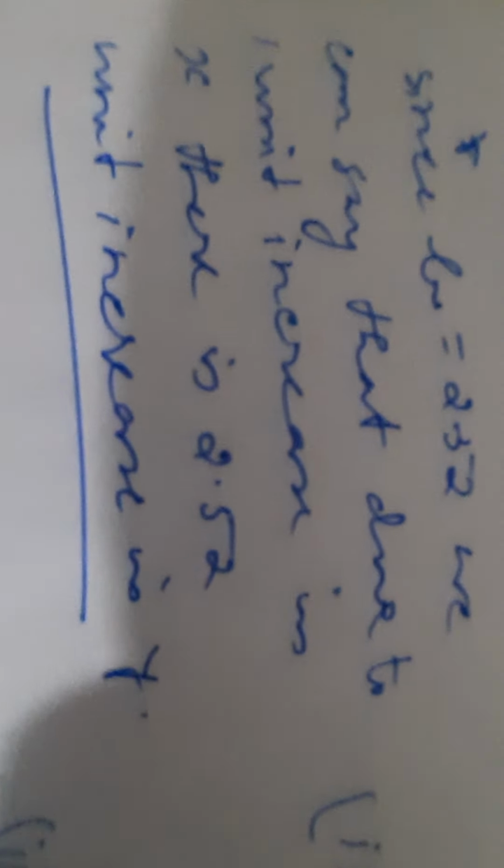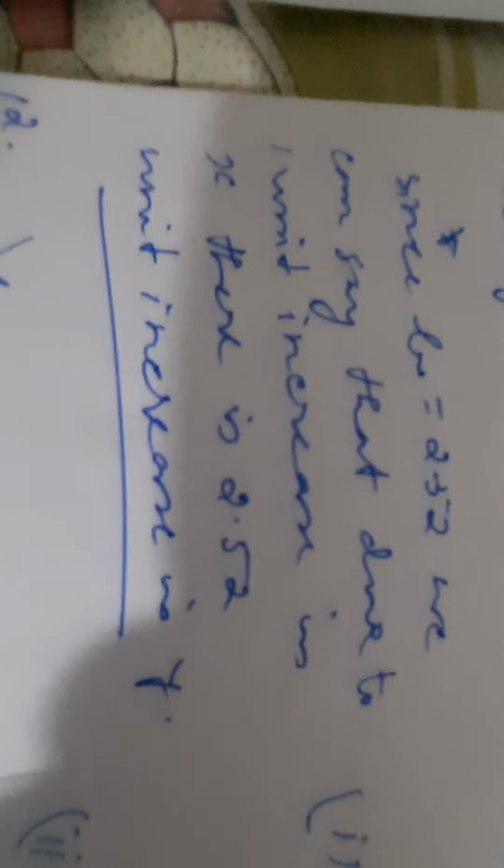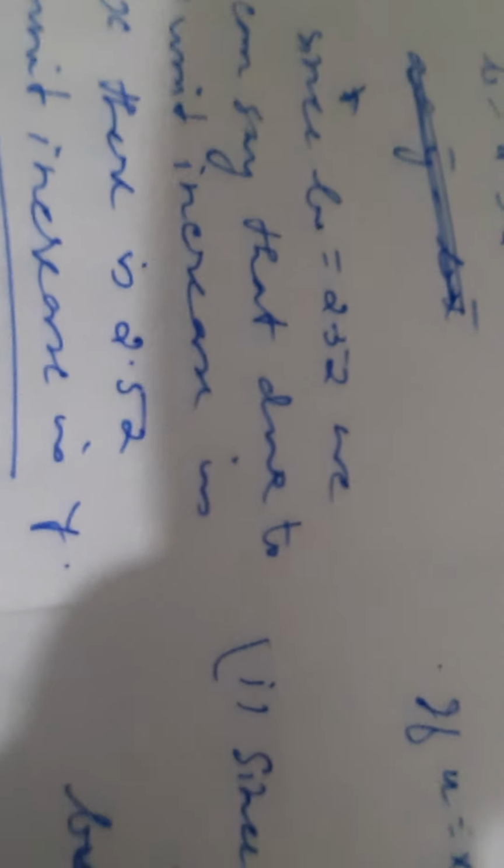When you get B, you can just write, since B is 2.52, we can say that due to 1 unit increase in x, there is 2.52 unit increase in y. So when x increases by 1 unit, y increases by 2.52 units. That is what B implies here. And so that is the answer for that question. Hope you followed it.